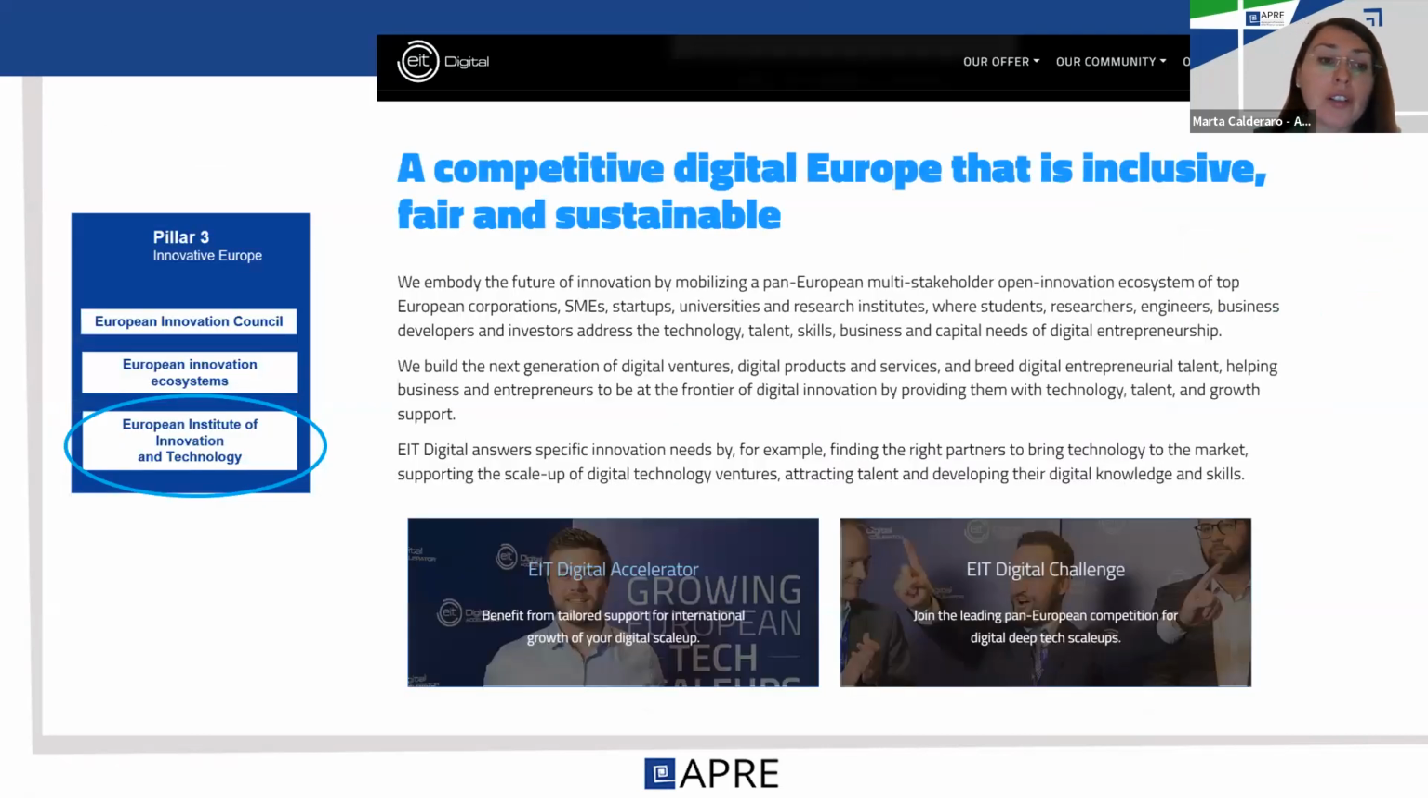But within the third pillar, I also wanted to cite the European Institute of Innovation and Technology. The EIT is structured with different knowledge and innovation communities, and one of them is called EIT Digital. It is one of the first ones launched after 2008, and it is really creating a competitive digital European ecosystem. An ecosystem composed of startups, universities, small and medium enterprises, research institutes, developers, and engineers, where there are several opportunities to collaborate.